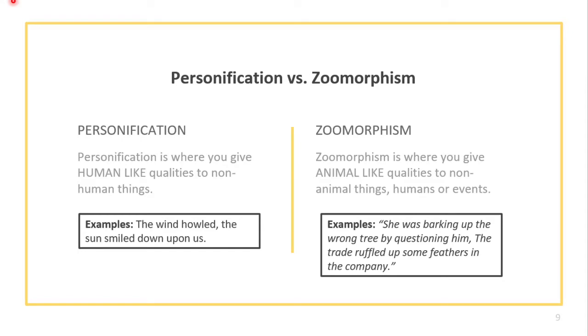Zoomorphism. Zoomorphism is where you give animal-like qualities to non-animal things, humans, or events. For example, she was barking up the wrong tree by questioning him, or the trade ruffled up some feathers in the company.